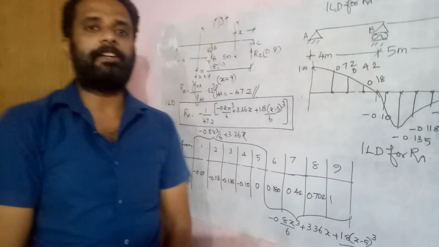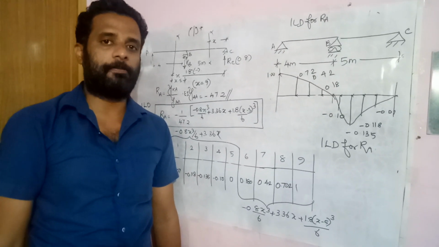So this is how we calculate the influence line diagram for RA using the Muller-Breslau principle.